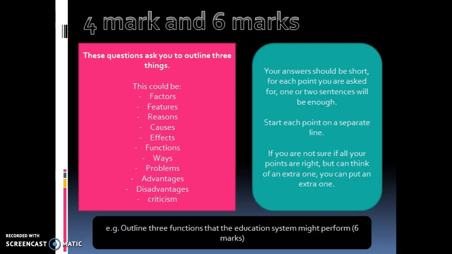In terms of answering this question, your answer should be short. For every point that you're asked for, 1 or 2 sentences will be enough. Just make sure that you are addressing the question. For example, in this one, highlight what the function is and state what it is performing and who it is performing it for. Start each new point on a separate line. Visually, this means that you can see that you have given either 2 points or 3 points, and it also makes it easier for the examiner to identify separate points as well. If you're not sure if all your points are right, but you can think of an extra one, you can pop an extra one down. The examiner will mark all the ones that are correct.